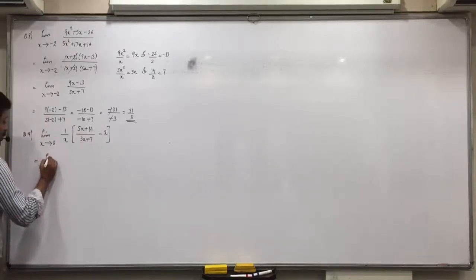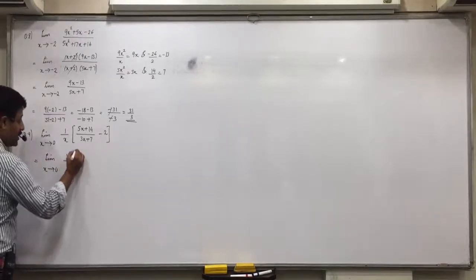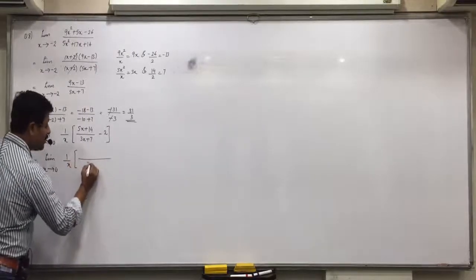So is equal to limit x tends to 0, 1 upon x as it is. Now here if you do the LCM, it is 3x plus 7.